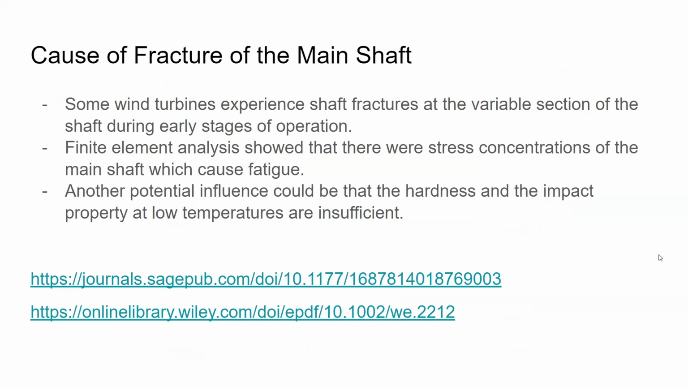So one of the causes of wind turbine failure is a fracture of the main shaft. Some wind turbines experience shaft fractures at the variable section of the shaft. This is usually common during the early stages of operation. When we look at the finite element analysis, we see that there are stress concentrations at the main shaft, and these are usually worn down by fatigue. And then another potential influence could be that the hardness and impact property at low temperatures are insufficient. And there are two links here that talk more about that.